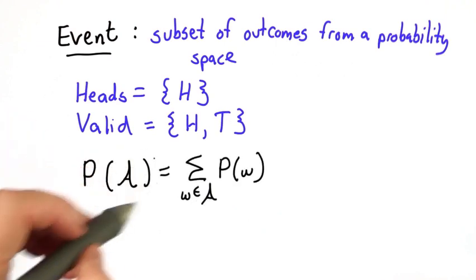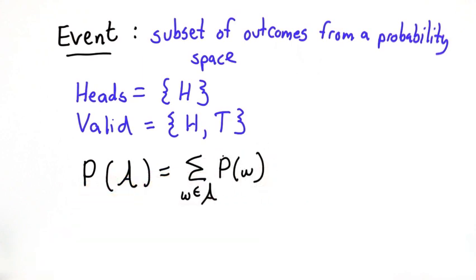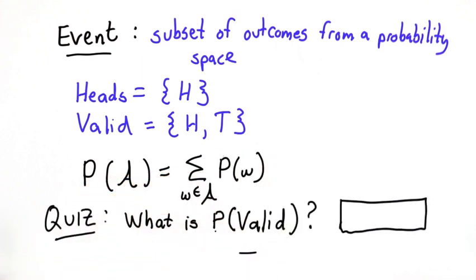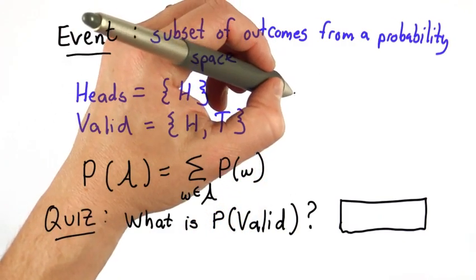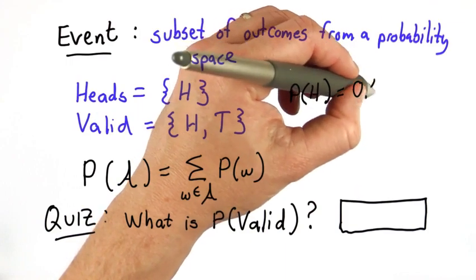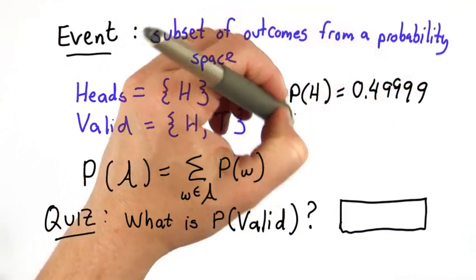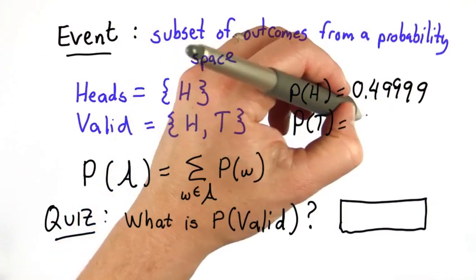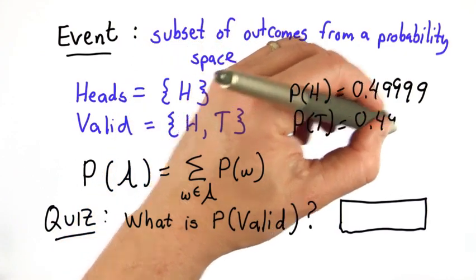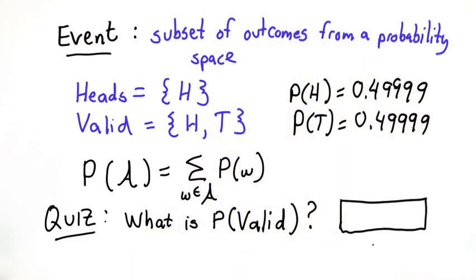The probability of an event is just the sum of the probabilities of all of the outcomes in that subset. So the probability of an event A is the sum over all the outcomes in A of the probability of that outcome. So that should be enough to figure out what is the probability of a valid toss. I'll remind you that we defined probability of heads as 0.49999 and the probability of tails as 0.499999. So what's the probability of a valid coin toss?